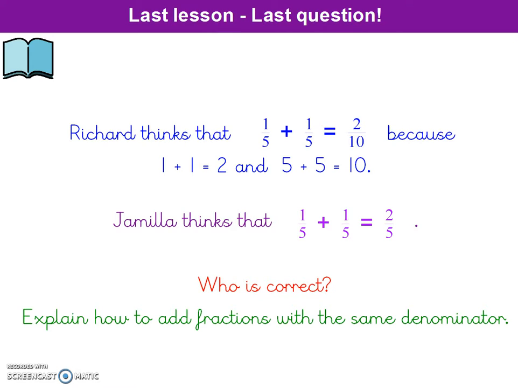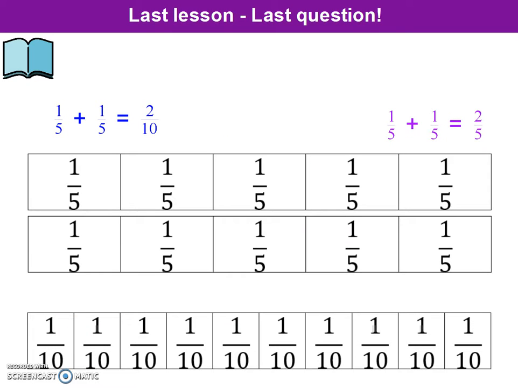So let's take Richard's opinion first to see how this works. Richard thinks that 1/5 plus 1/5 equals 2/10 because 1 plus 1 equals 2 and 5 plus 5 equals 10. I'm going to use a bar model to check whether this is correct. Using Richard's explanation, I've done two bar models of fifths and a bar model of tenths, which is going to be my answer. Notice how all my bar models are exactly the same length, because one whole is always going to be one whole, and the fractions we're working with come from that one whole.